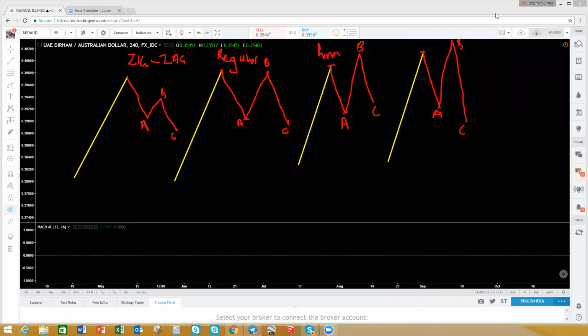Sometimes the running one is called a contracting flat. And this one is called an expanding flat, or Elliott actually called this one an irregular flat, but this flat is so common, calling it irregular is not necessarily quite accurate because it's very common. But it's an expanding flat or an irregular flat. Okay, you can call it either.